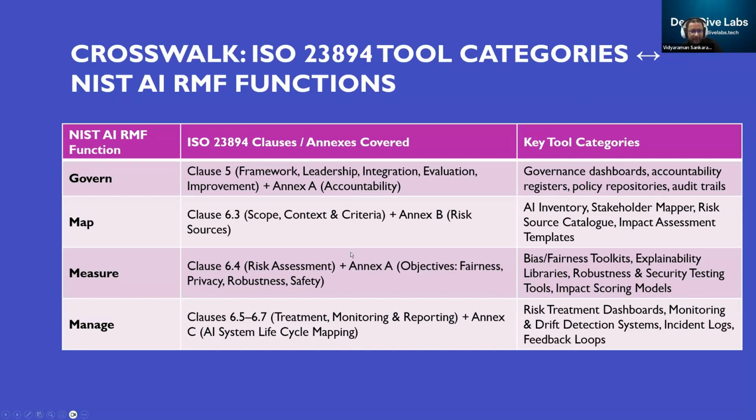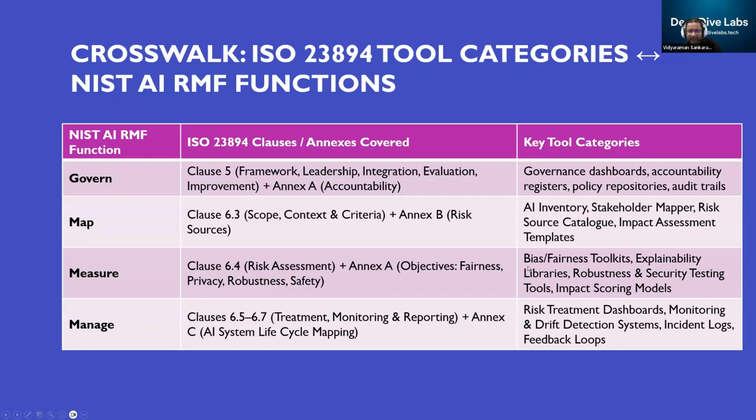In a similar manner, let us move on to the third one because it's a bit closer to what we had covered in section 2, the Measure category here. So the Measure category in ISO 23894 is mapped to 6.4, where we talk about risk assessment, specifically around fairness, privacy, robustness, and safety. As we discussed in section 2, all of these are common themes that are covered across most of the frameworks, but each of them focuses on a very different pivot or a different perspective based on their particular requirement.